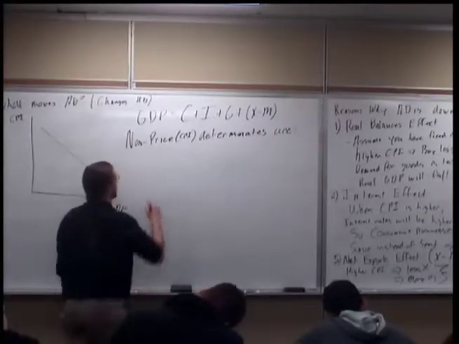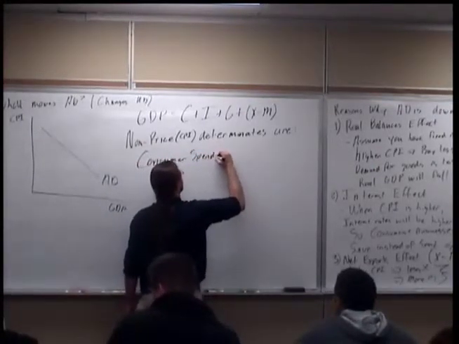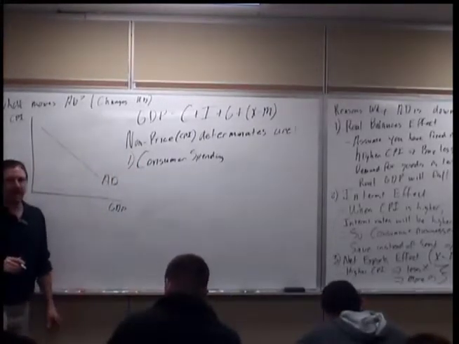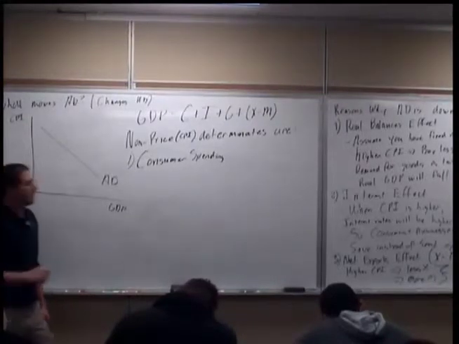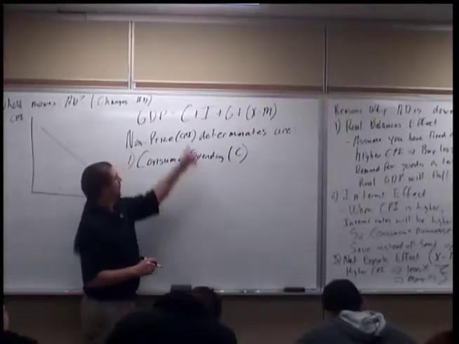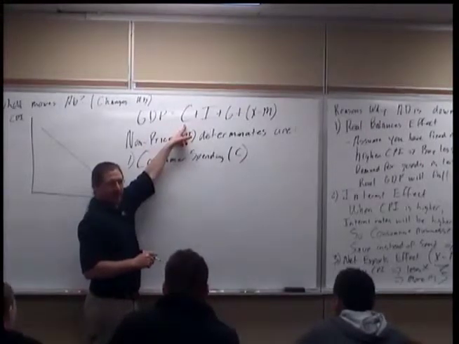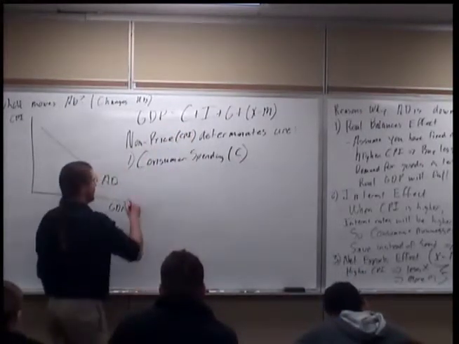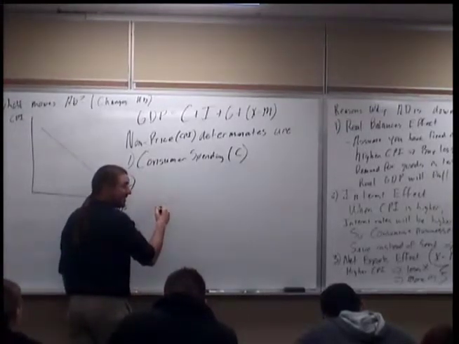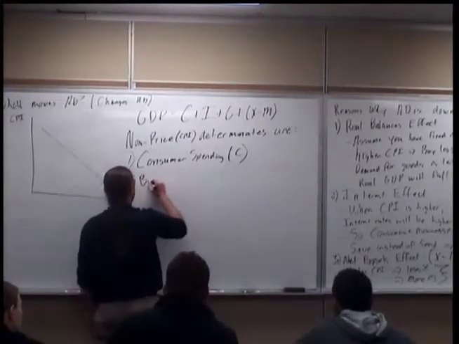Our first non-price determinant is consumer spending. That's number one. How will I abbreviate it? CS. Even easier than that, folks. This is just C. And in fact, note, it's the same C as up here. Guess what my next non-price determinant is going to be? Income. What does the I stand for? Business investment, thank you.